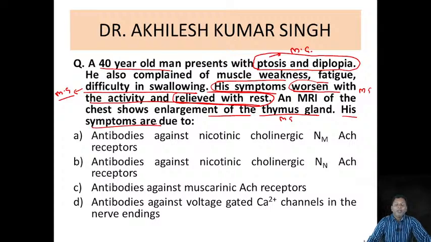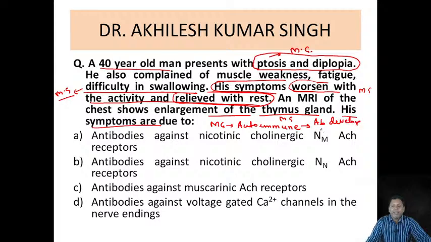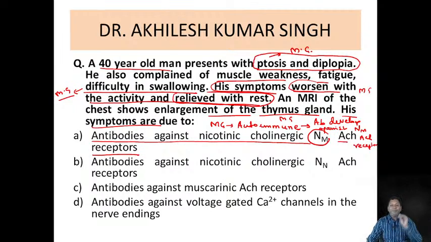So his symptoms are due to, what is the problem in myasthenia gravis? In myasthenia gravis, you know very well, it is autoimmune. What will happen here is antibodies develop. Against whom? Against the nicotinic NM acetylcholine receptors. So if you look at the options here, antibodies against nicotinic cholinergic NM acetylcholine receptors, option A is the correct one.